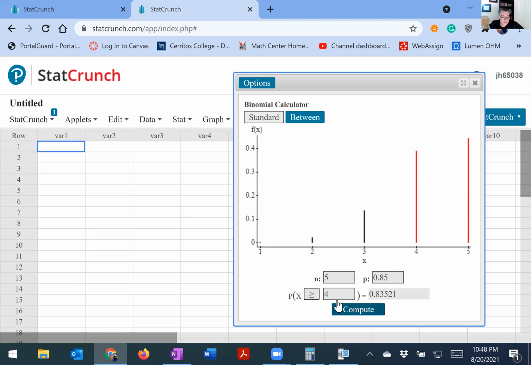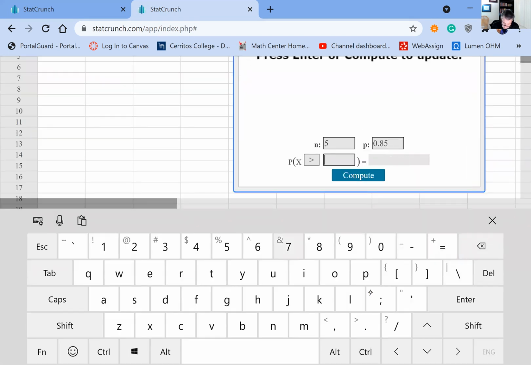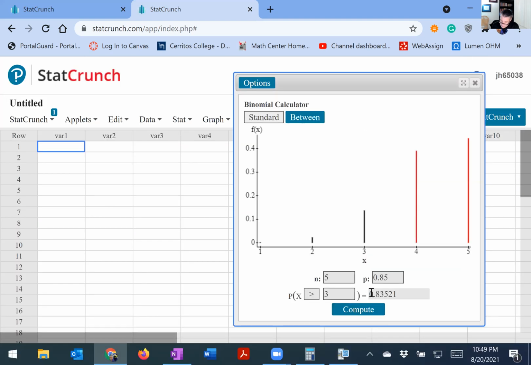On the previous letter C, it calculates the 4 and the 5 for me. It's kind of cool. If I wanted to say greater than 3, because these are discrete, you have to put in discrete values: 1, 2, 3, 4. If it's greater than 4 here, that's the last one, that would be 5. If it's greater than 3, that includes 4 and 5. It's the same thing. So it depends on what the inequality is telling you.